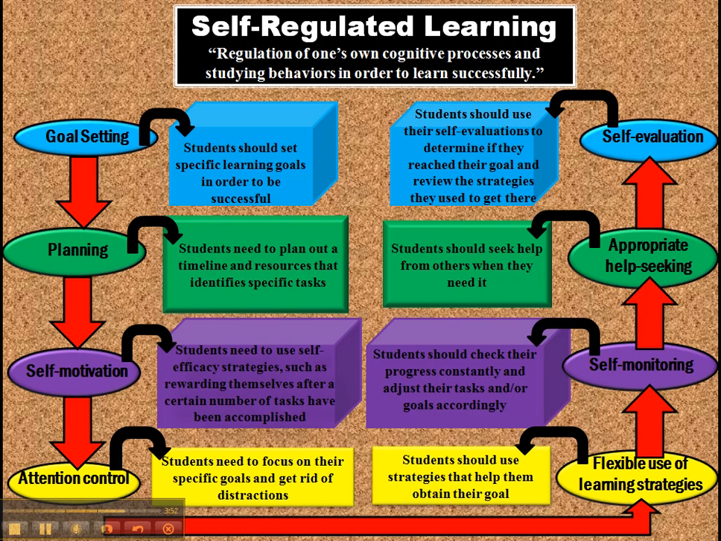And the last step in self-regulated learning is self-evaluation. This is obviously at the end, once they have reached their goal. The students should use their self-evaluation to determine, first of all, if they reached their goal, and secondly, they should review the strategies that they used during their self-regulated learning to evaluate whether those strategies were good strategies or not necessarily bad strategies, or maybe those strategies that they used they need to alter or fix in a way that's going to help them later on in a similar situation.